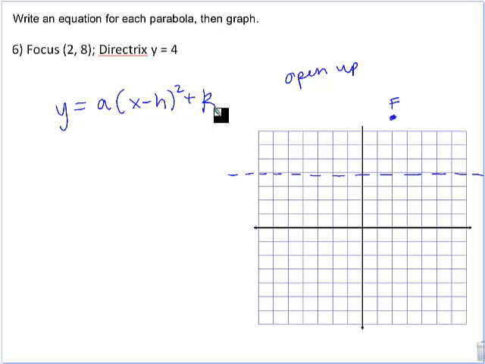Oh, it's y equals, it's opening. This has to open up, right? So if you open up, look at your chart. The directrix is y equals, it's an opening up one.